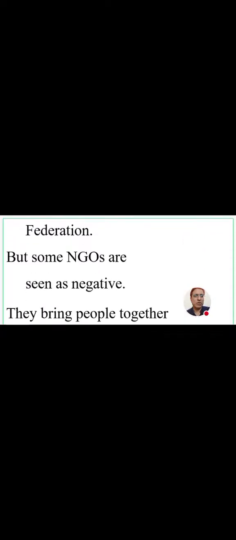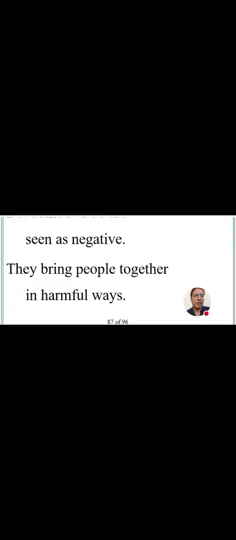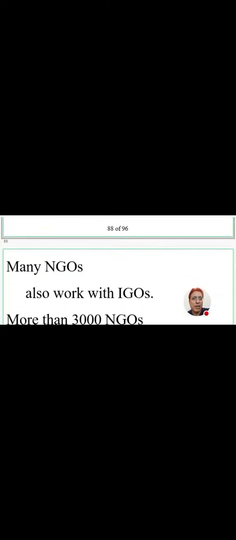But some NGOs are seen as negative. They bring people together in harmful ways. Examples include terrorist groups, drug rings, which are also harmful and negative, and pirates. They are also international groups, but they're dangerous. Many NGOs also work with IGOs, intergovernmental organizations.